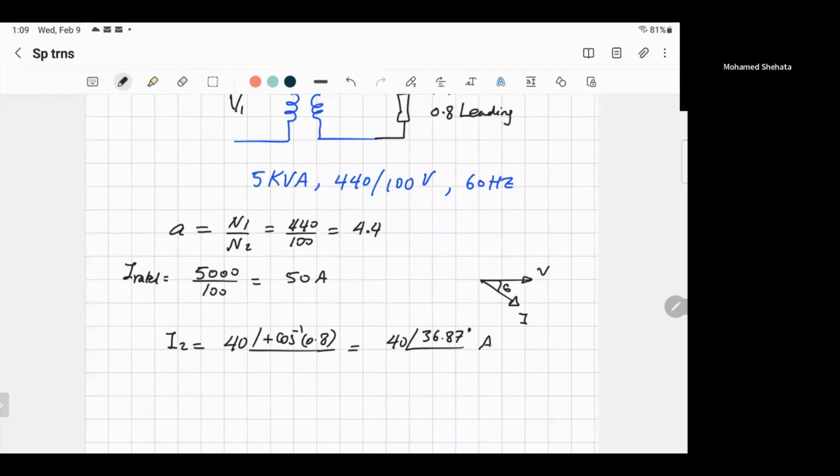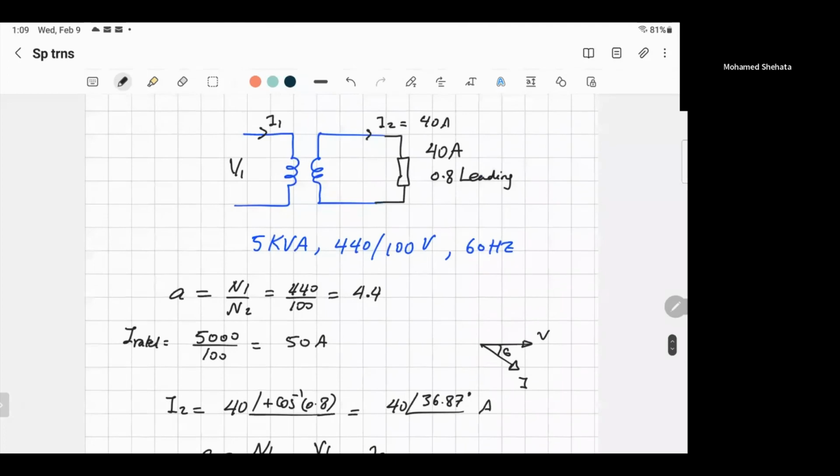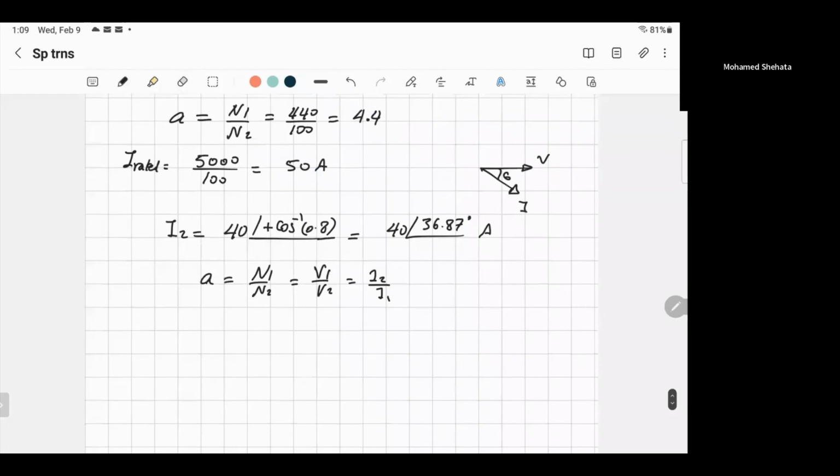All right. Now, what is the transformer ratio? A is equal to N1 over N2, equal to V1 over V2, equal to I2 over I1. Do you know the value for A? Okay, let's just leave it as it is. It's not a big deal. So A is equal to 4.4, right? So now, can you calculate the voltage V1? Yes, you can. V1 will be equal to A times V2. A is equal to 4.4 and V2 is equal to 100, so V1 equals 440 volts.